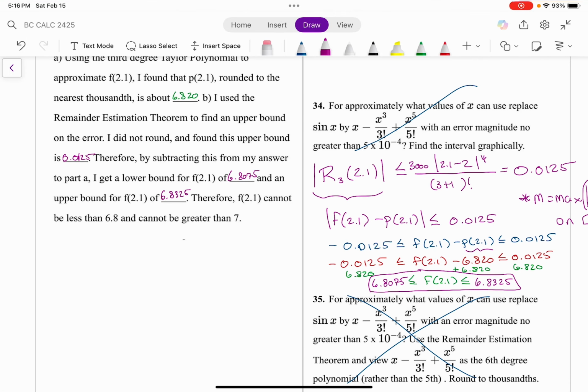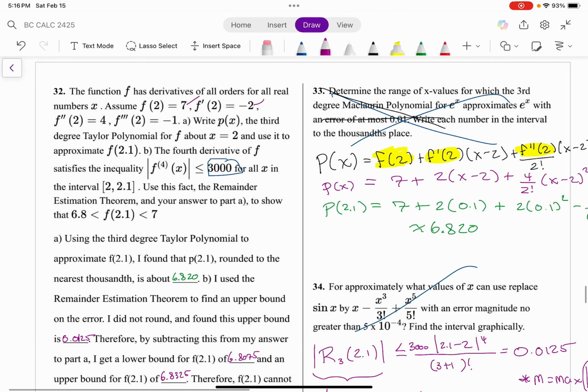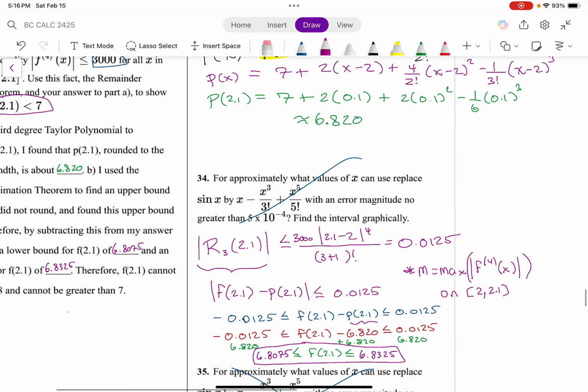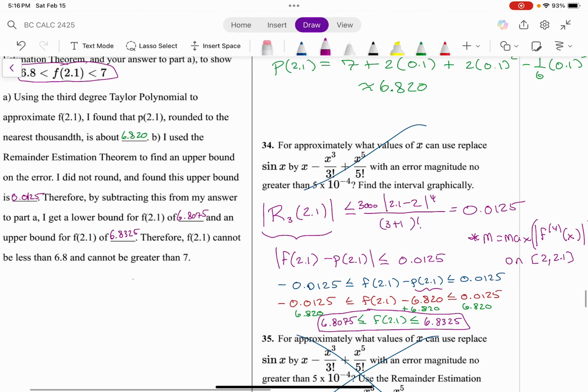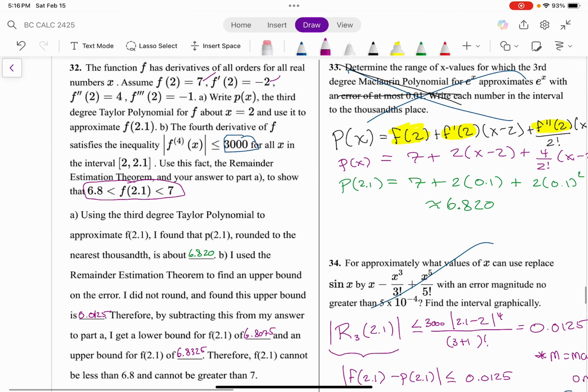Therefore, f of 2.1 cannot be less than 6.8 and cannot be greater than 7. Yeah, we're trying to show this, which is obviously true if what we just showed is true, right? So all that work was to show that the true value of f of 2.1 cannot possibly be 7. We don't know what it is exactly, but we know it can't be 7. And we know it's actually more precisely in between these two numbers. Okay, I hope that helps.